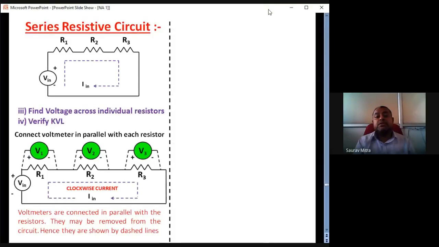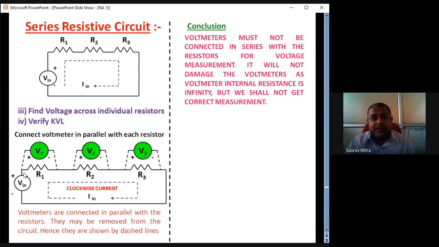There is no standard rule. Whichever point is at higher potential in the circuit, you have to understand that, and that point should be connected with the red probe and the other point with the black probe, and the voltmeter should be connected in parallel with the resistor. So the conclusion is voltmeters must not be connected in series. You cannot just break open between R1 and R2 and connect a voltmeter. Not possible.